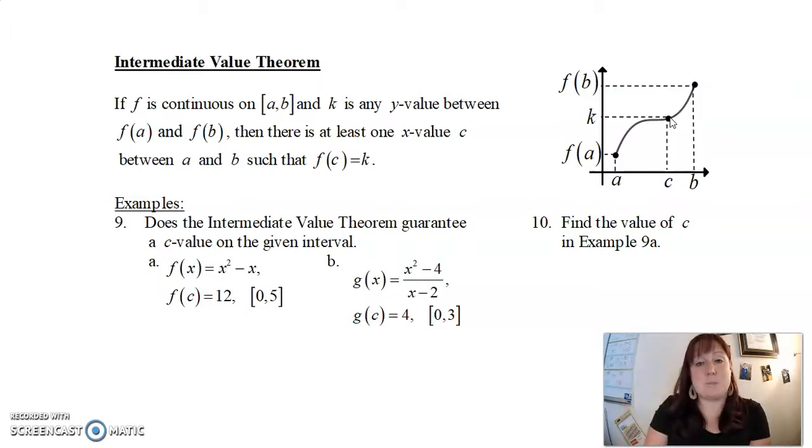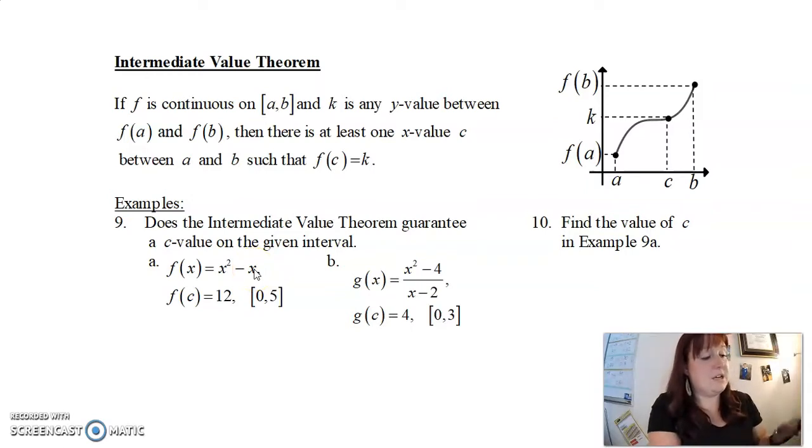So let's look at an example to understand what this really means. We're asking, does the intermediate value theorem guarantee a c value on the given interval? This is the function x squared minus x on the interval 0 to 5. The first question you need to ask is, is this continuous on 0 to 5? We need to check our conditions.